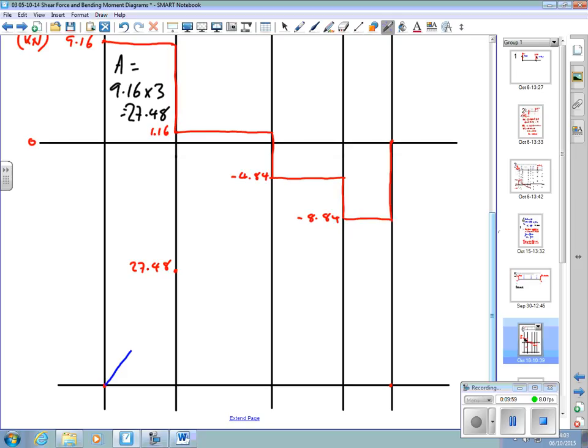And if you think about it, 3 lots of 9.16 gave us our 27.48. So we're going up at that rate, and we get to that moment by the time we get to there. So it's a straight line with a gradient of 9.16 between there and there. And that's how the moment is increasing as we're moving along the beam. 0 at the start, and increasing at the rate of 9.16 per metre until we get to here, at which point it's 27.48.